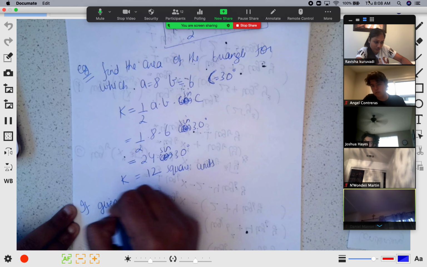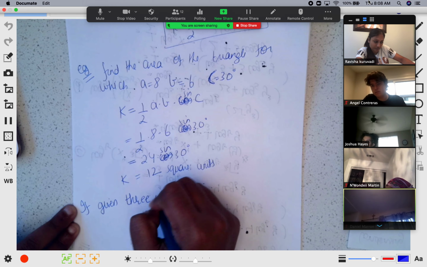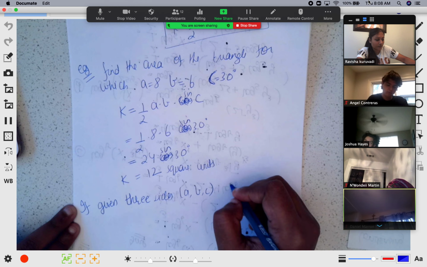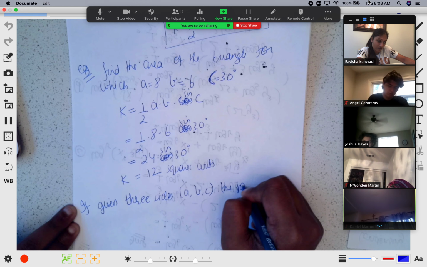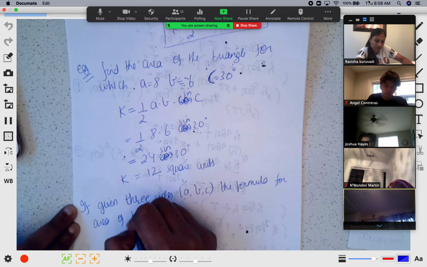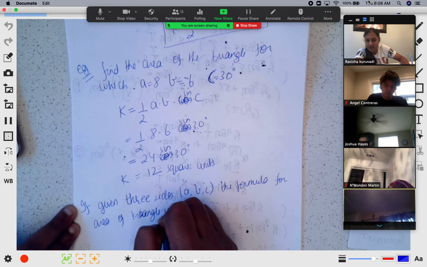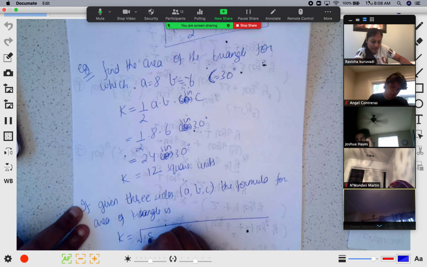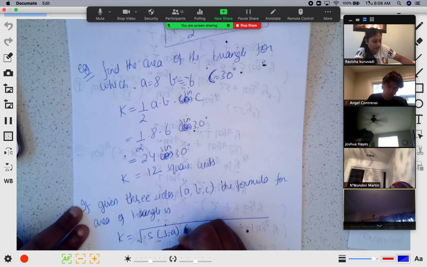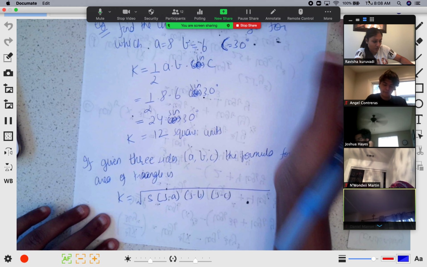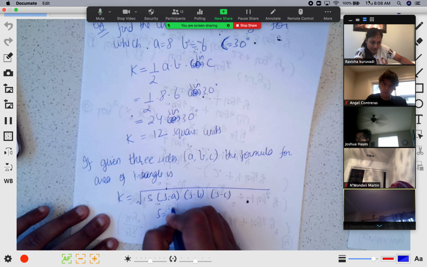If you're given three sides, so basically you're given value of A, B and C, the formula for area of triangle is K is equal to square root of S times S minus A, S minus B, S minus C, where S is basically what? Half of A plus B plus C.